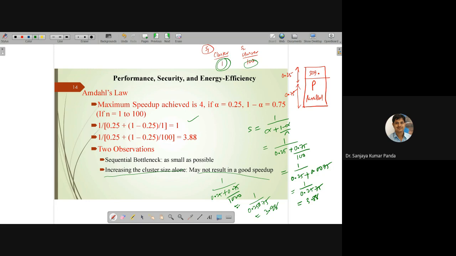Another observation is the sequential bottleneck, where alpha is the sequential fraction. This value should be as small as possible. The sequential bottleneck should be as little as possible. If the code is parallelizable, then only you can take advantage. If the code is sequential, it is not going to give you much benefit.